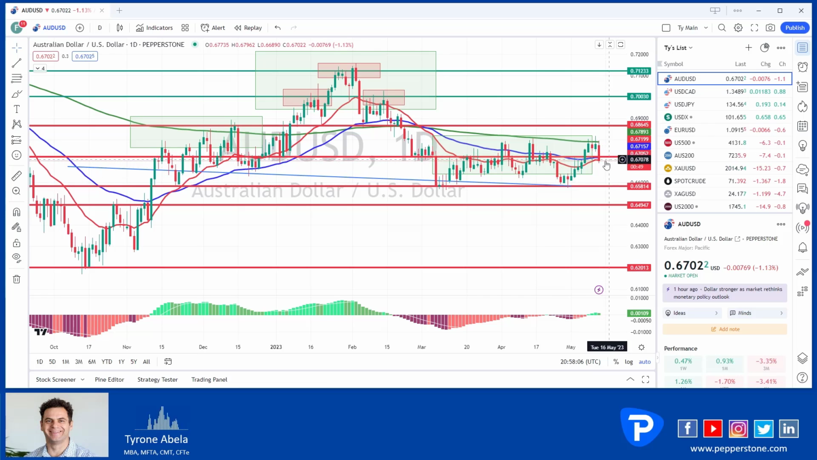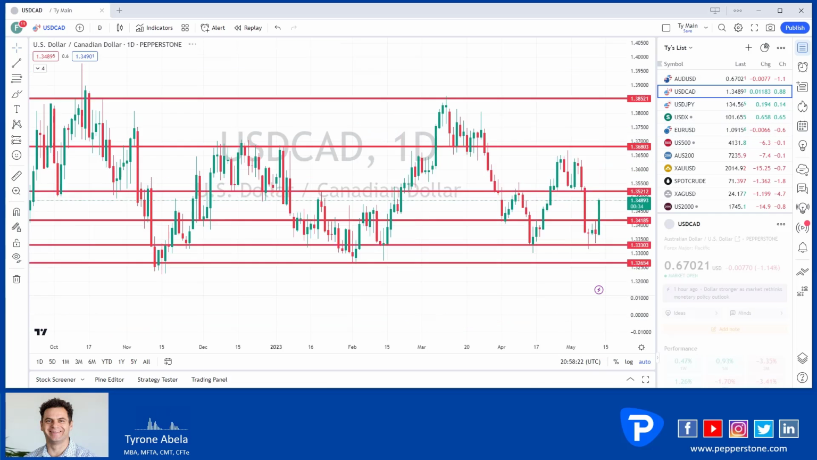But of course, if it does rebound from here and forms a series of higher highs and higher lows, the 200 is the first target, and then up to the 68.60 area if we get a daily close above the 200. But initially, the 200 is the resistance point. All right, we'll move over to the US dollar CAD.